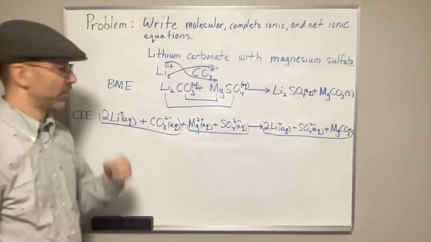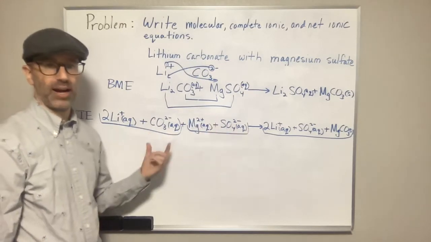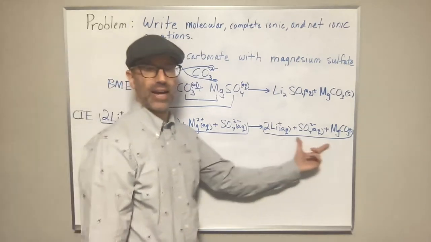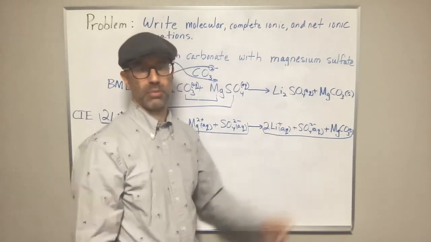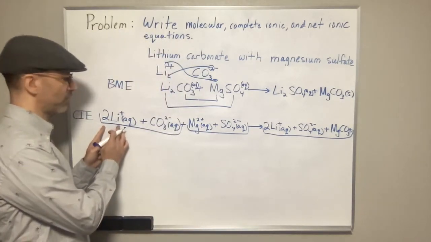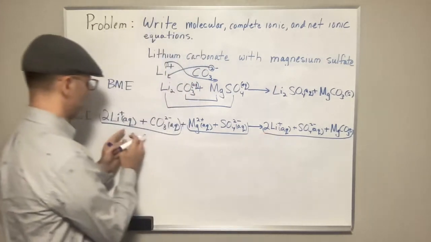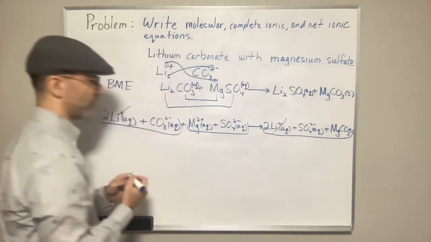The other thing you could look at is to see what ions stay the same on both sides. If you have ions here that are aqueous and you have the same ions here that are aqueous, those are going to be your spectators. So here we have 2 lithium plus ions. Here we have 2 lithium plus ions. They're both aqueous, so those are going to be spectators. So we can cross them out.